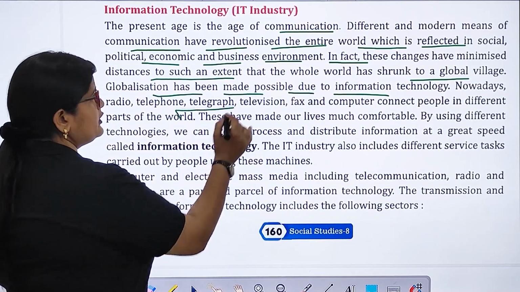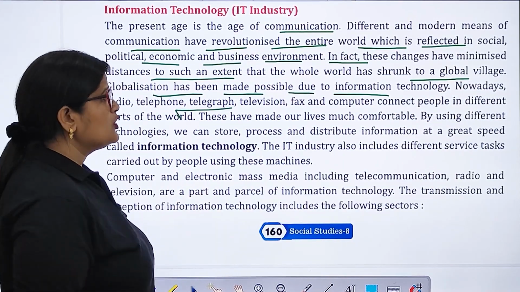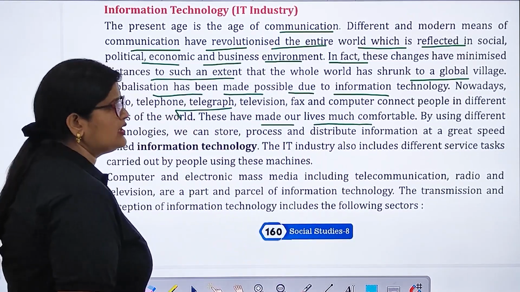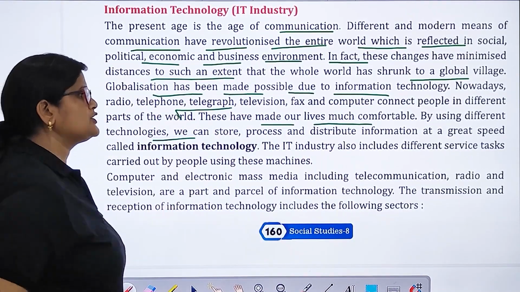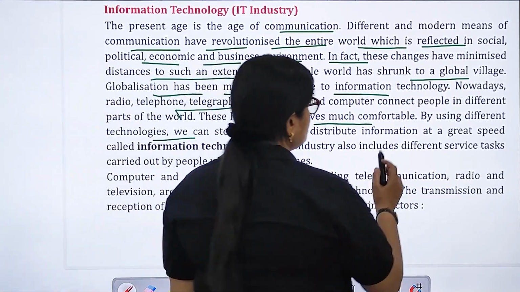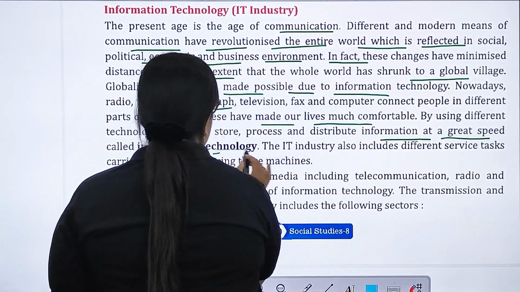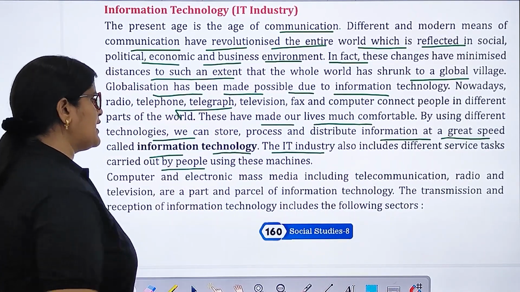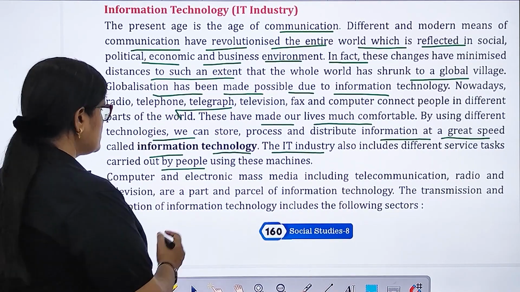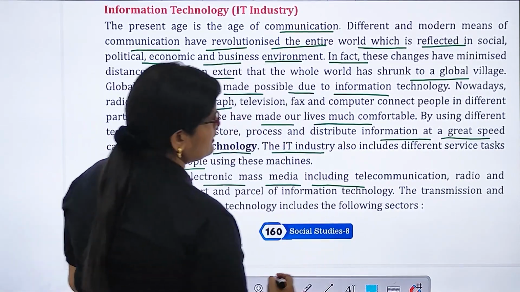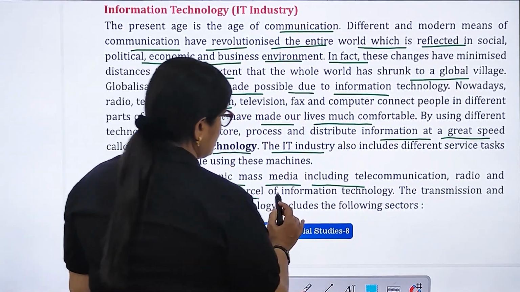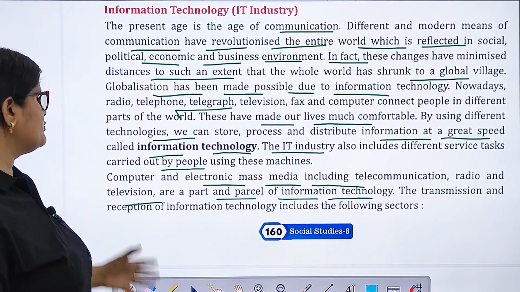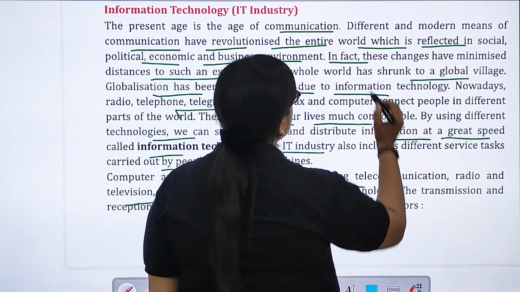Nowadays, radio, telephone, telegraph, television, fax and computer connect people in different parts of the world. These have made our lives much more comfortable by using different technologies. We can store, process and distribute information at great speed, called information technology. The IT industry also includes different services and tasks carried out by people using these machines. Computer and electronic mass media, including telecommunication, radio or television, are part and parcel of information technology. The transmission and reception of information technology includes the following sections.